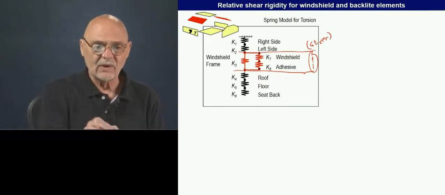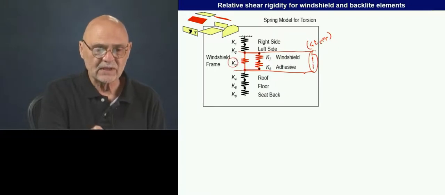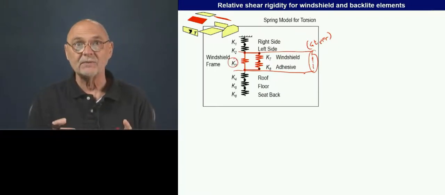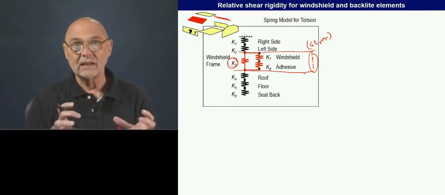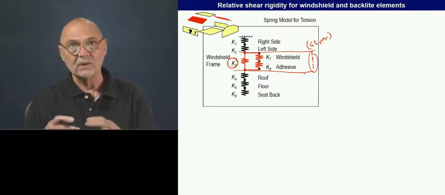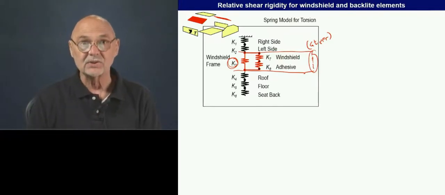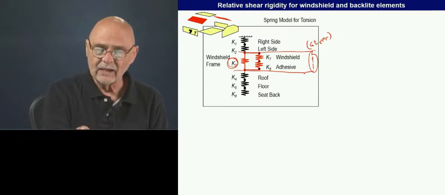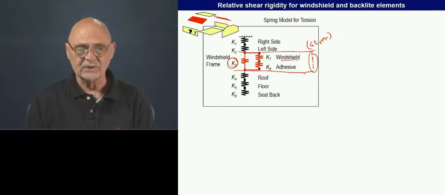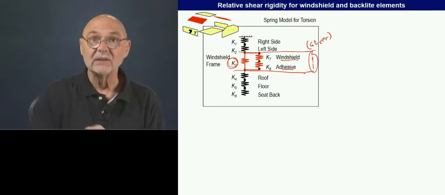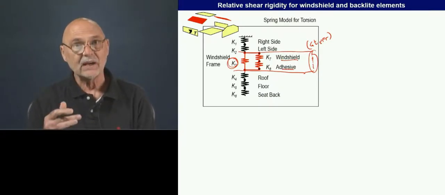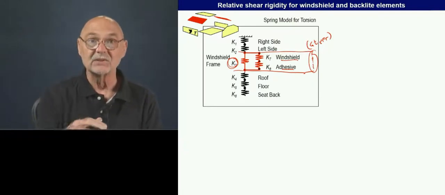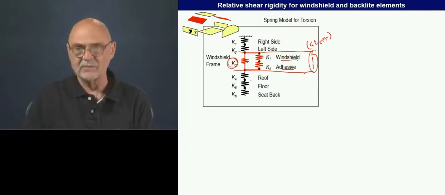Okay? So here we now have 1 spring that's for the windshield frame by itself. So if we just took the window out and twisted the car, we would have some rigidity of that metal ring. It would still have some resistance to distortion. And then on the other side, we have the windshield in series with the adhesive. Okay, so this is kind of the model. And various cars have different combinations of these 3 springs, so that it gives it slightly different behavior.